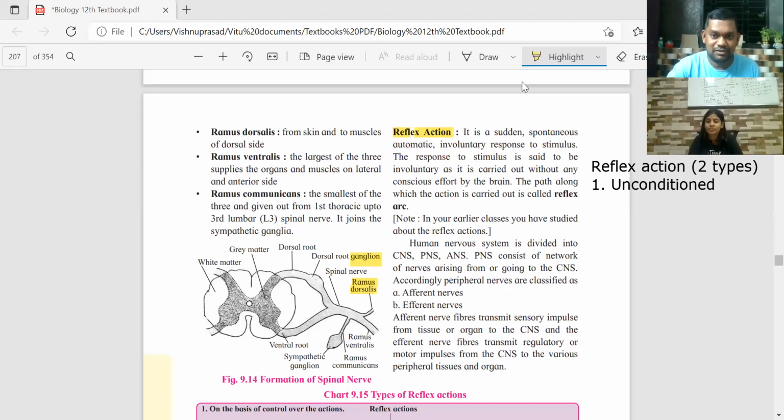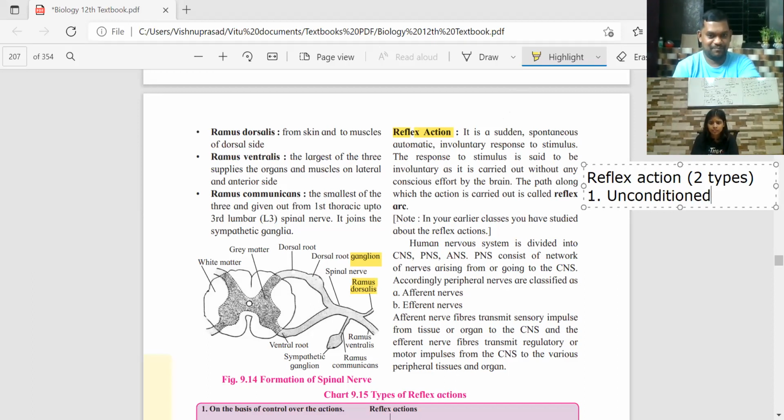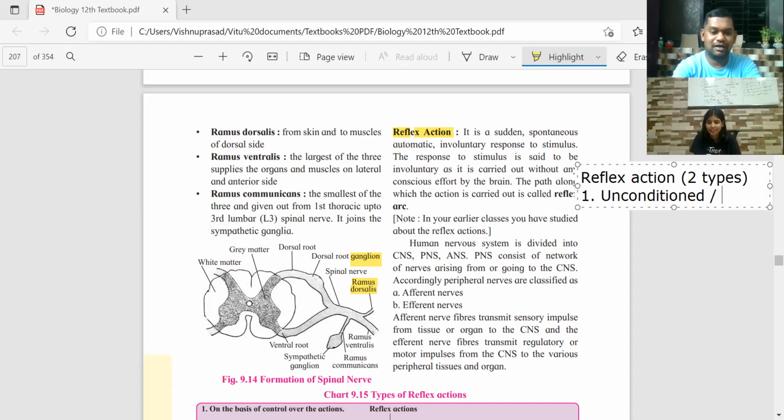Okay. So I was talking about this reflex action. We will see there are two types of reflex action. You understood the general meaning of reflex action, right? A sudden, quick, involuntary response to an emergency situation. That's called a reflex action. Two types are there. The first type is called unconditioned reflex, also called inborn reflexes.